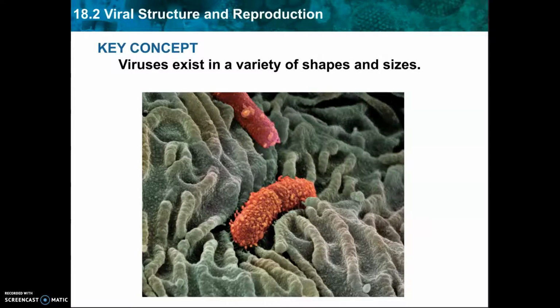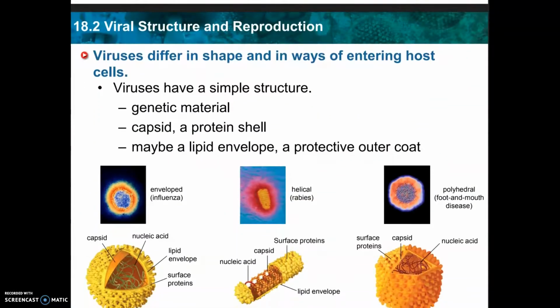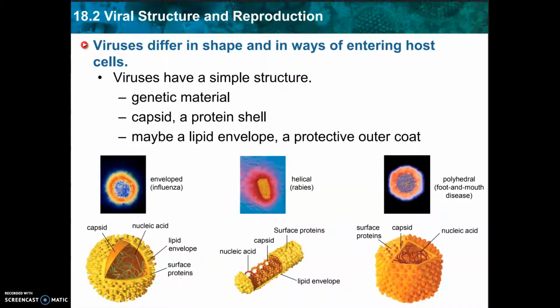All right, these are the notes for the viral structure and reproduction section. Within this section, we will be looking at 3 different types of viruses: the enveloped virus, the helical virus, and the polyhedral virus. We'll look at the enveloped virus first.